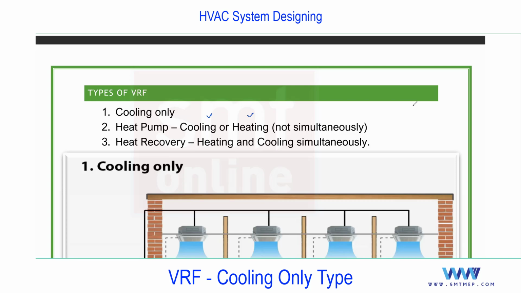For example, one outdoor is connected to 10 indoors. So all 10 indoors we can call for only cooling, or all 10 indoors we can call for only heating, not partly cooling, partly heating. For example, in summer we are using all indoors for cooling. In winter we are using all indoors for heating. This is heat pump, but how exactly? We have a detail with the line diagram.